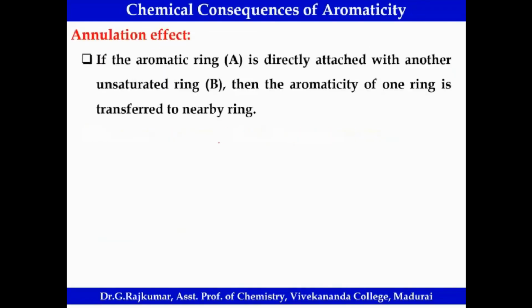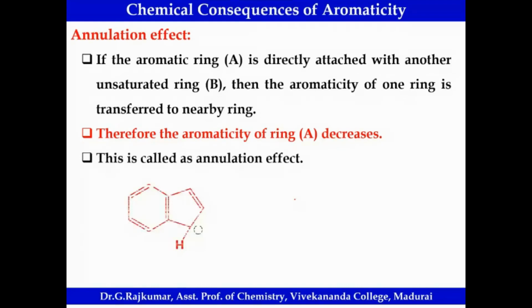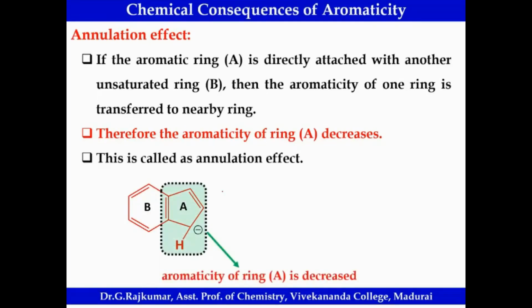I'll explain. Look at this. If the aromatic ring is directly attached to another ring, then the aromaticity is transferred from one ring to another ring. Look at this. So this is ring B, this is ring A. So this is the aromatic part. The aromaticity is attached with another aromatic ring. Then the aromaticity of this ring A is transferred to the nearby ring, that is B. Hence, the ring A aromaticity is decreased.